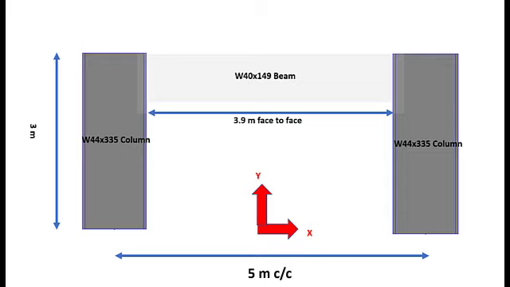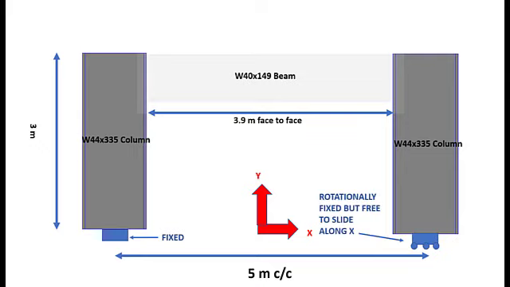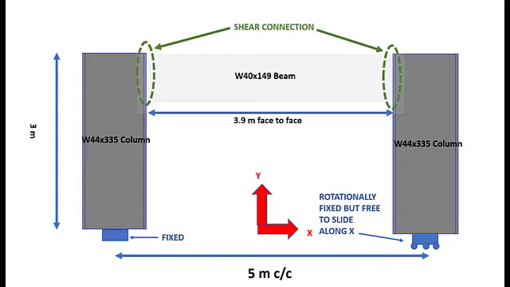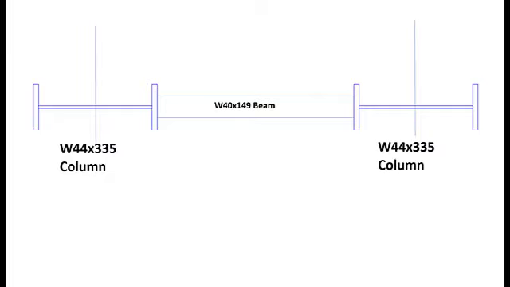The column on the left is fixed at the base, and the column on the right is rotationally fixed at the base but is free to slide along the global X direction. And finally, the beam is connected to the flanges of the columns using shear connections. That is, the connection would only be able to transmit shear and not moments. And this is the top view of the structural system, where you can distinctly view the flanges and the web of the wide flange section forming the columns, while only the flange of the beam is visible.